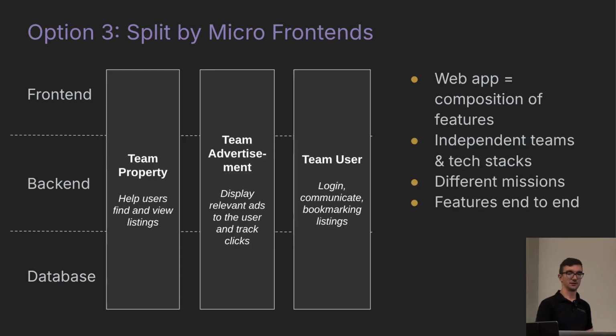With micro frontends, you can view a web app as a composition of features, and you have independent teams working with independent tech stacks and independent repositories. All of these teams try to solve different missions. For example, team property wants to attract users so they can find and view listings of certain properties. Team ad wants to increase ad revenue. Team user wants to have a secure app, login, and stuff like that.